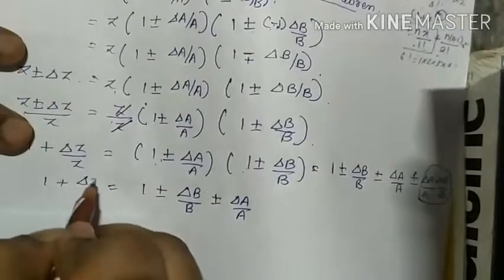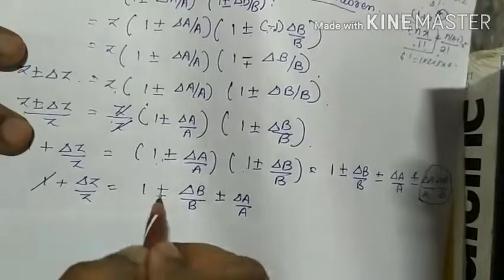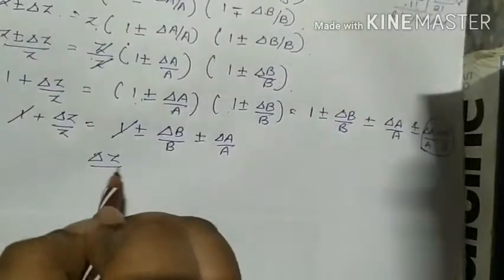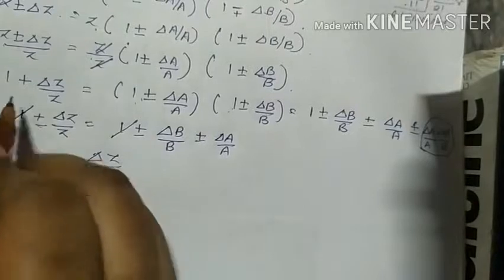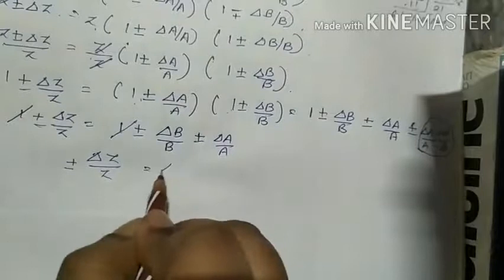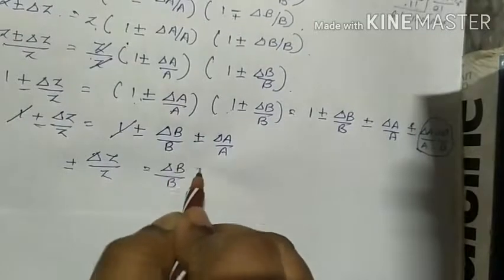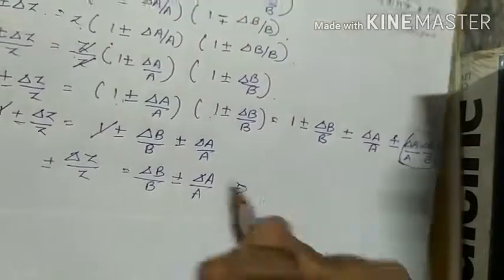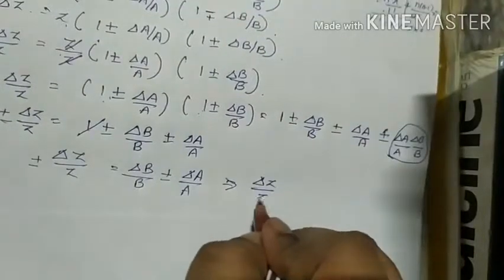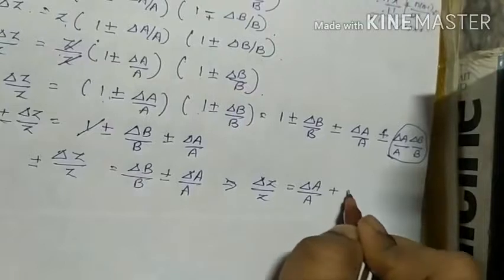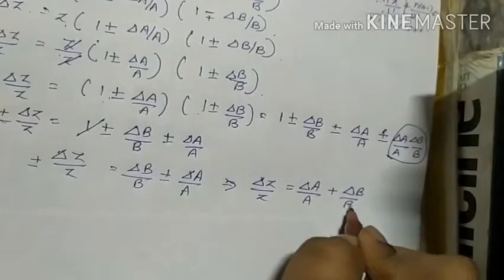Now what was on the LHS side? It was 1 plus delta z by z. I'm cancelling out 1 here. So you get a formula like this, delta z by z, with a plus or minus here, is equal to delta b by b plus or minus delta a by a. Or I can infer that delta z by z is equal to delta a by a plus delta b by b.